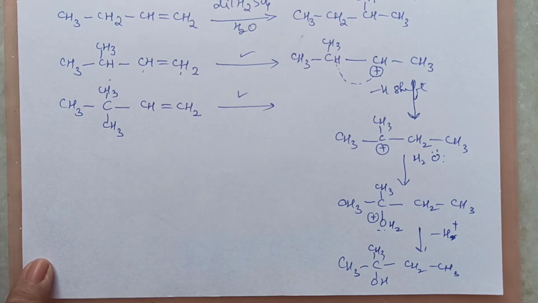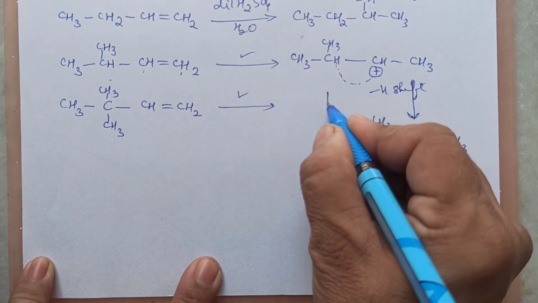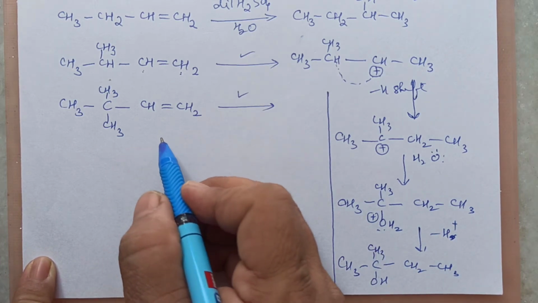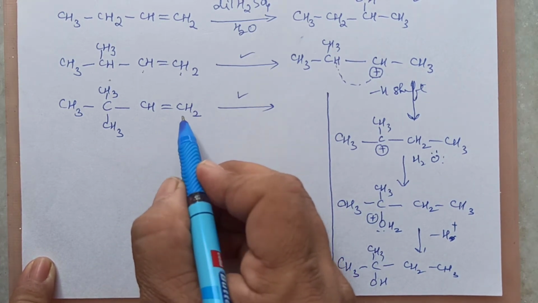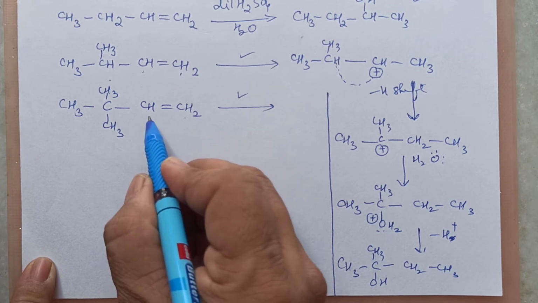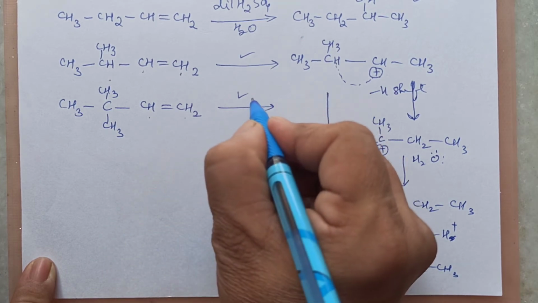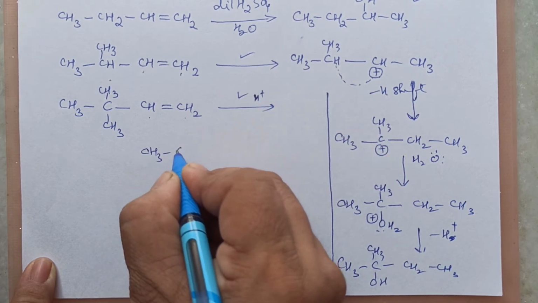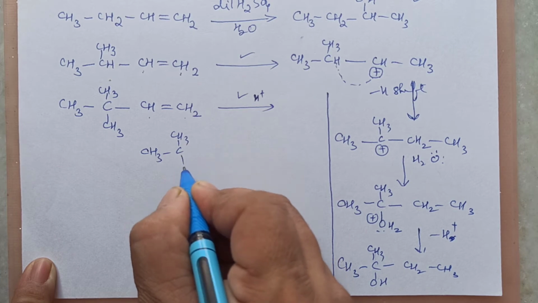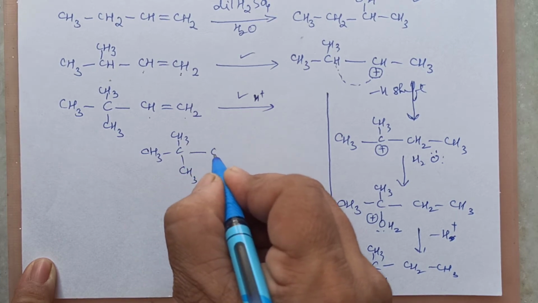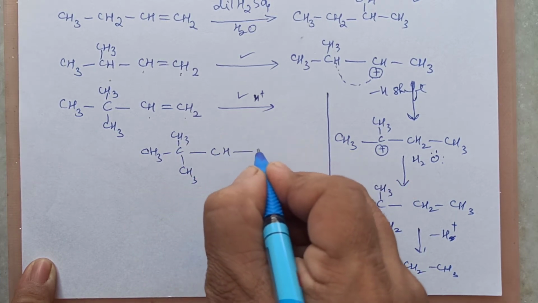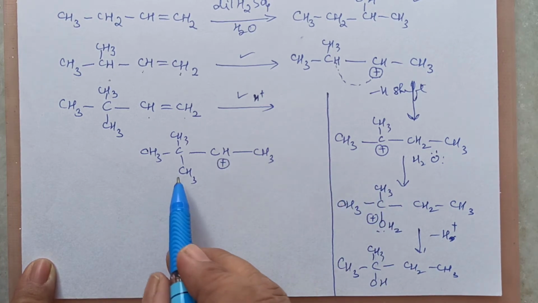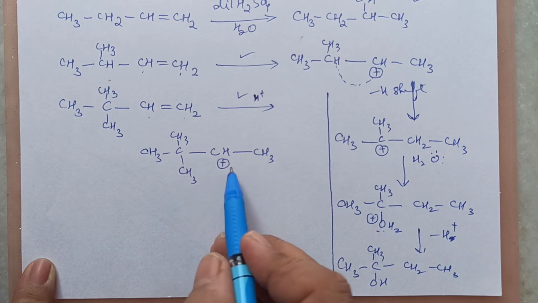Same way here, you can see this side. I will just draw a line and write the product down for this one. First thing is H plus will attack. Obviously, H plus will attack here so that it forms a 2 degree carbocation. So first H plus will attack and you get CH3, C, CH3, CH3. You will get here CH, CH3 and a carbocation formed here. On the adjacent carbon atom, now there is methyl. This is a 2 degree carbocation.